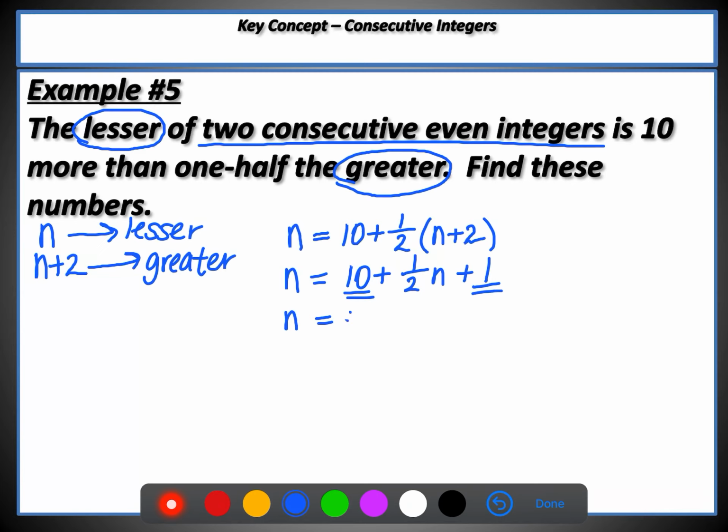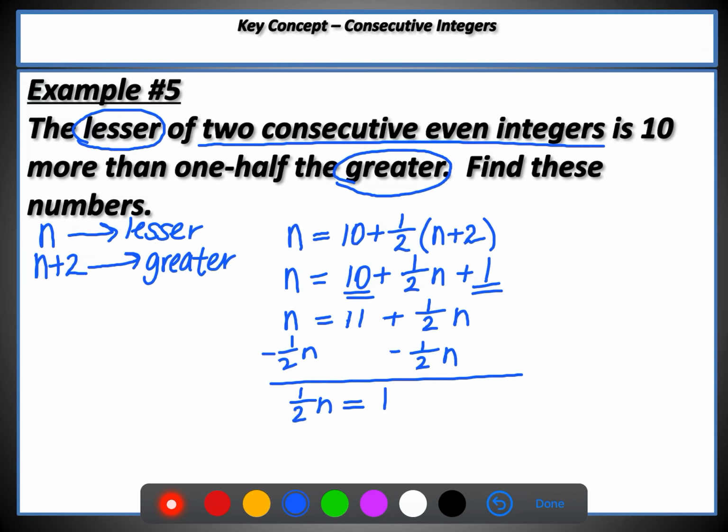Okay, I have some like terms here. And I have a variable on both sides, so 1/2 is the smaller, so I'll use subtraction to move that. Okay, so we would be dividing by our coefficient, our 1/2, and when you divide by a fraction, it's the same thing as multiplying by the reciprocal. So long story short, we can multiply each side by 2 or 2/1.